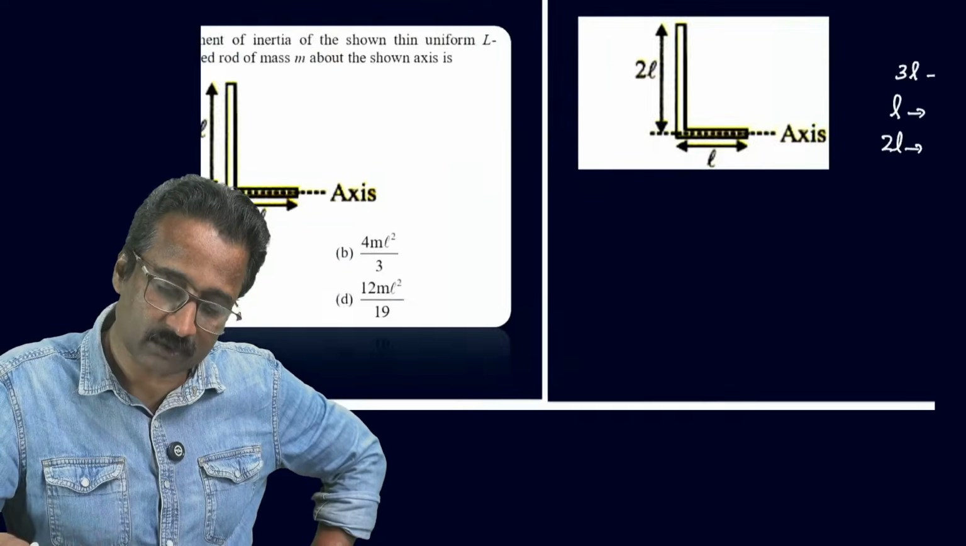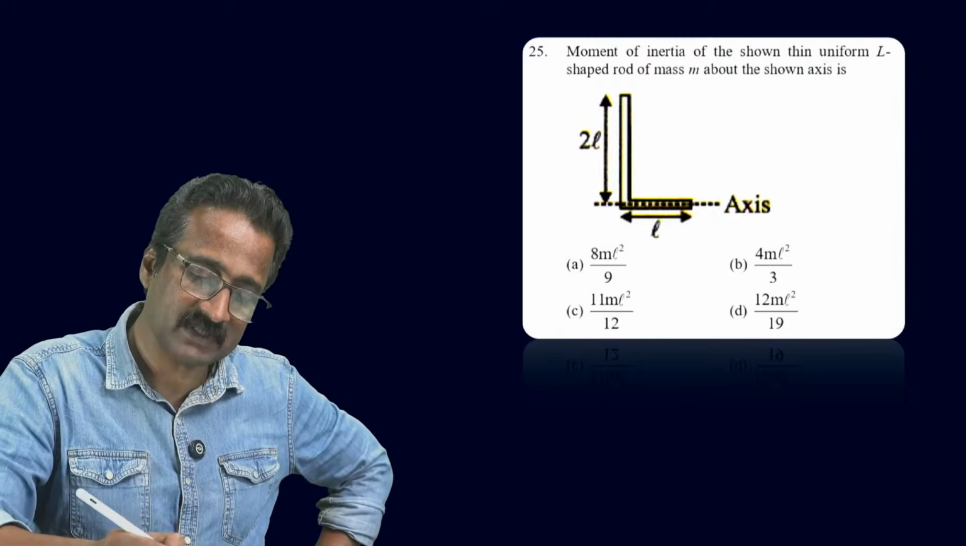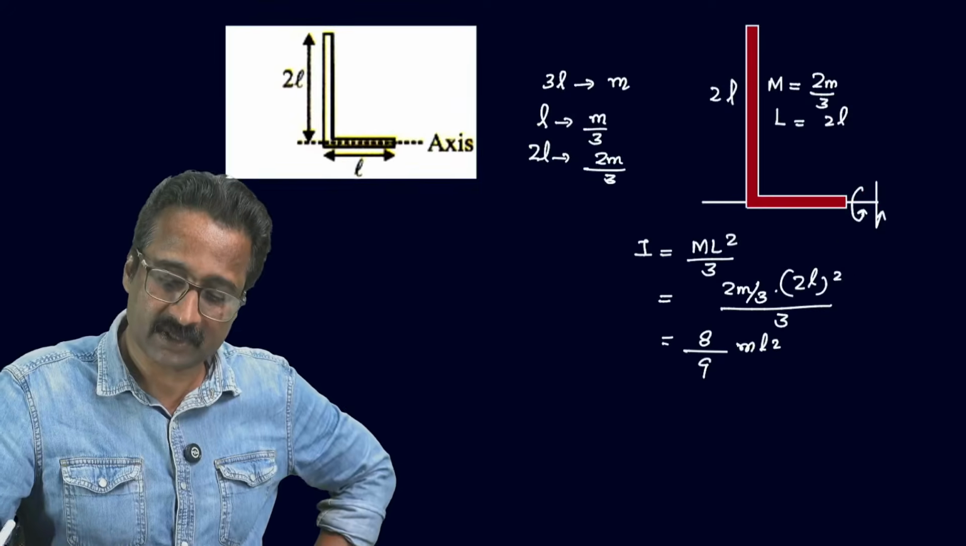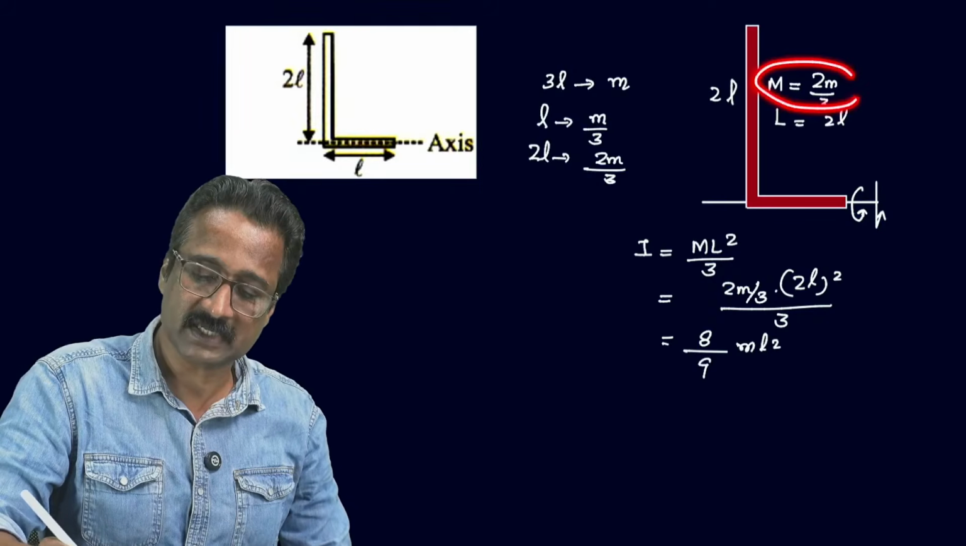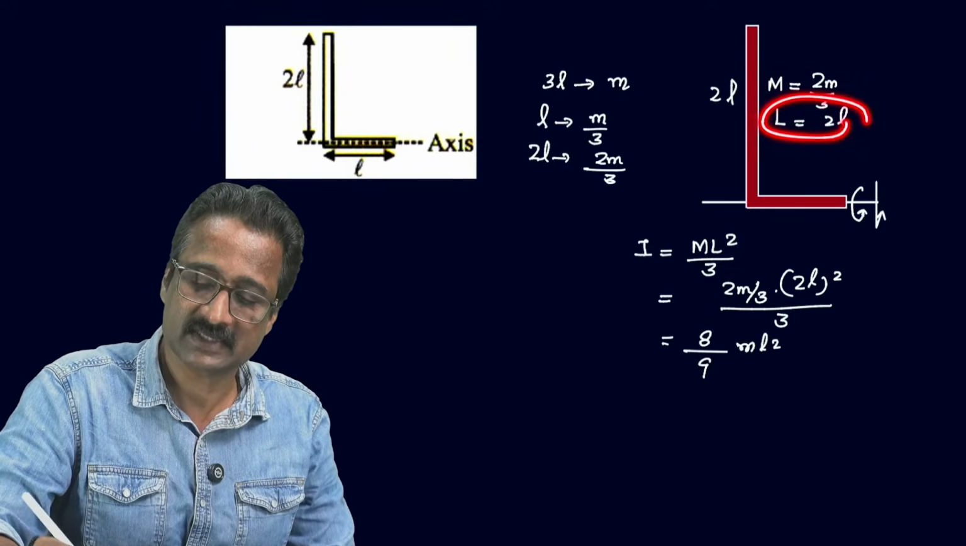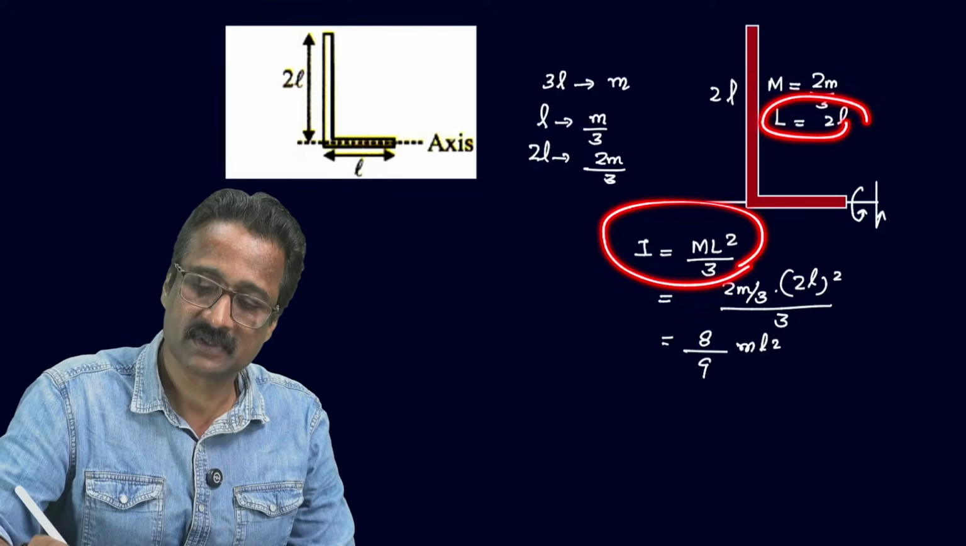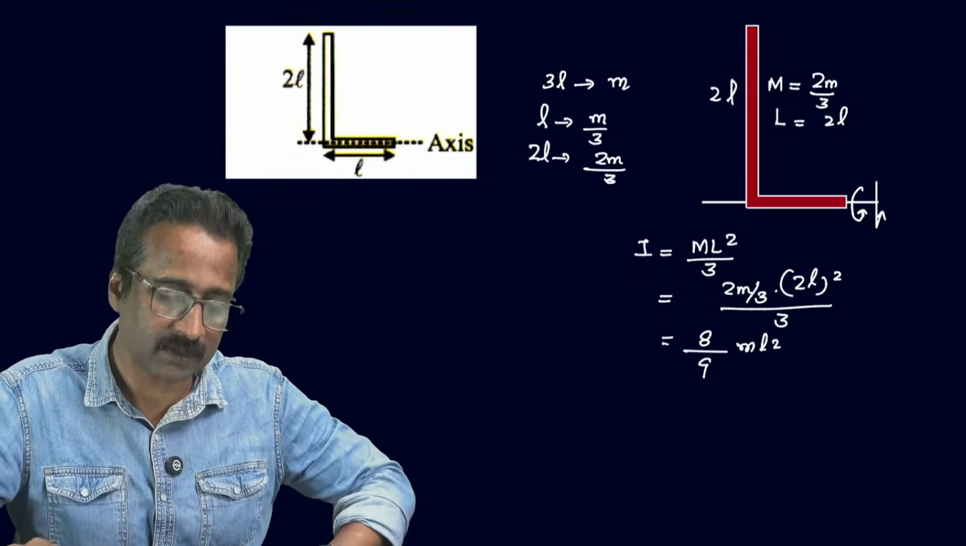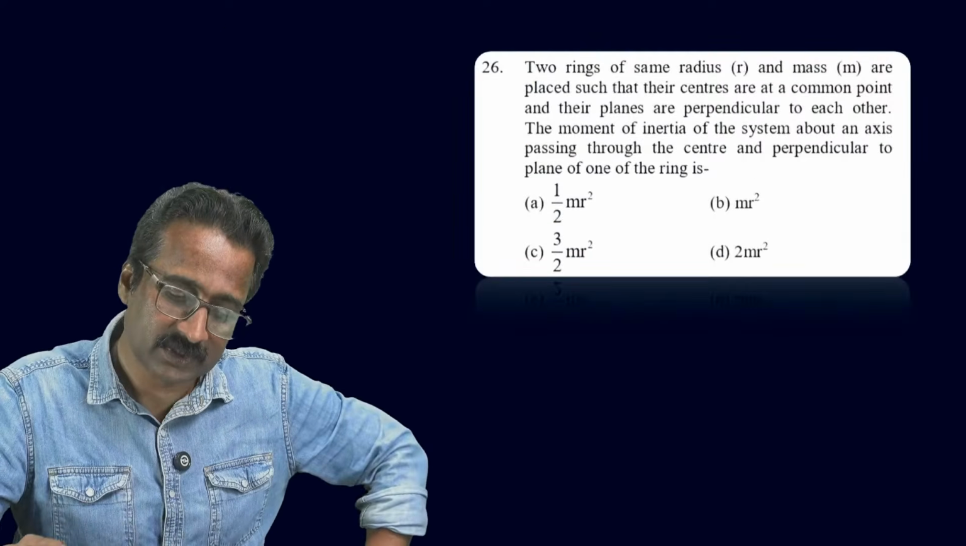8 by 9 times ml squared. That's right. Your option is A. Because the mass of this part is 2m by 3 and the length is 2L, the equation is ml squared divided by 3. That was question number 25.